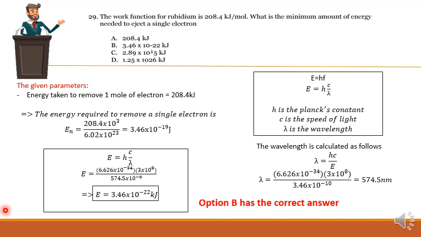And from here now we can calculate the minimum amount of energy needed to eject a single electron, which is going to be 3.46 times 10 to the negative 22. From this formula we start calculating the wavelength, which gives us 574.5 nanometers, and that's the wavelength that we use here in the place of lambda, and then we have our energy of 3.46 times 10 to the negative 22 kilojoule. Therefore, we have the correct option in B, 3.46 times 10 to the negative 22 kilojoule.